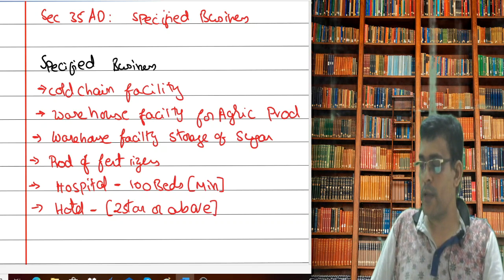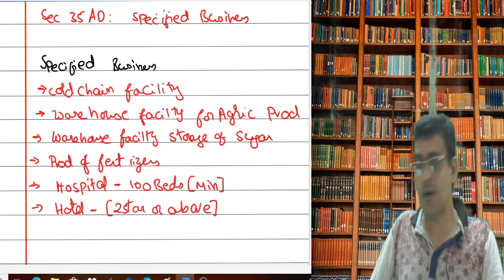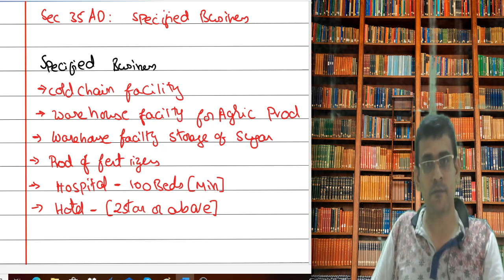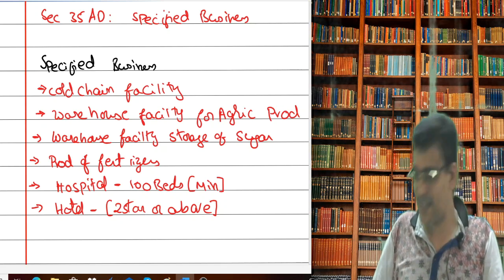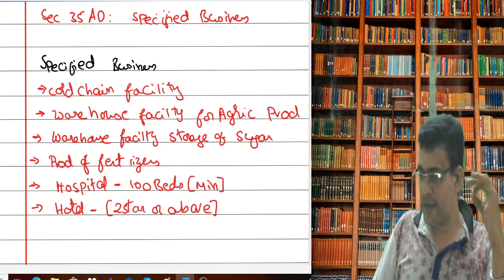2-star or above. Any hotel which is called 2-star or above is said to be a specified business. What is the meaning of star? Whenever you are paying your bill, if you are able to see the stars, ultimately that will be called a star hotel. Due to the higher price of the bill, that will be called a star hotel. Okay.